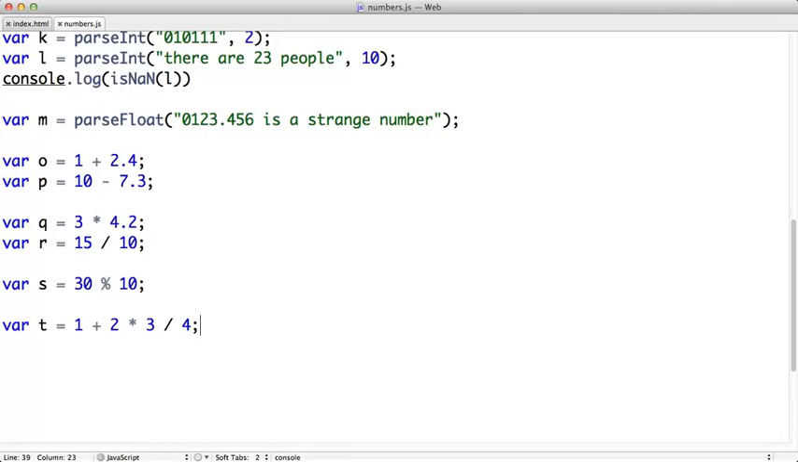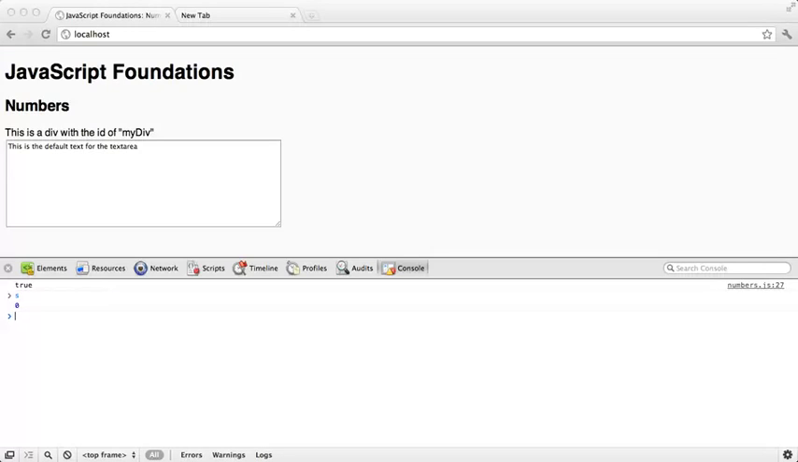However, that's not the order of operations in arithmetic. Instead, multiplication and division operations always come before addition and subtraction operations, and this is no different. So instead, what we get is 2 times 3, which is 6 divided by 4, which is 1.5, and then finally we do the addition operation. So t should be 2.5. So if we refresh and check out the value of t, we get 2.5.